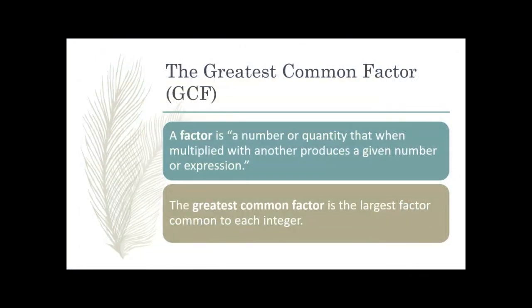So the greatest common factor, we abbreviate GCF. We got to pick apart these words here. So we're going to start with factor. A factor is a number or quantity that when multiplied with another produces a given number or expression. It sounds confusing. So if I say I have 2 times 3, 2 times 3 gives me 6. Those numbers that multiply to 6 are called factors. So 2 and 3 are factors of 6.